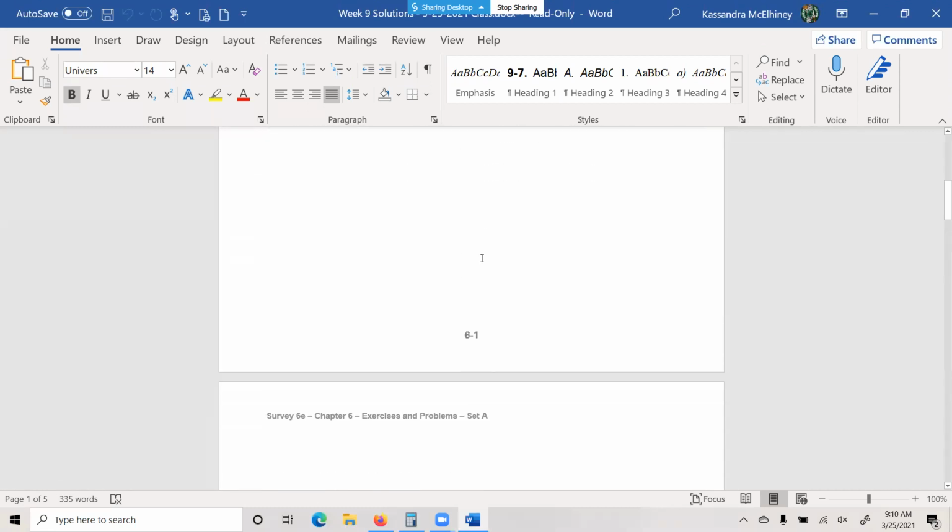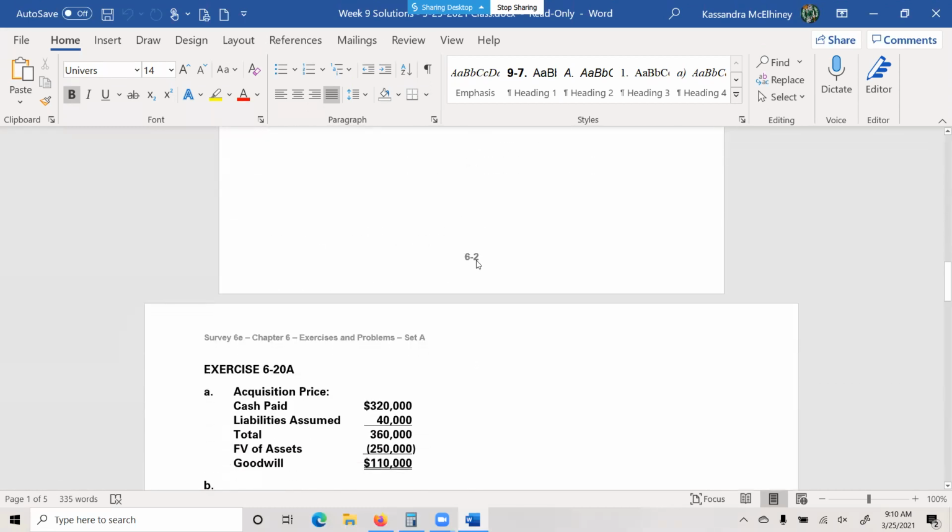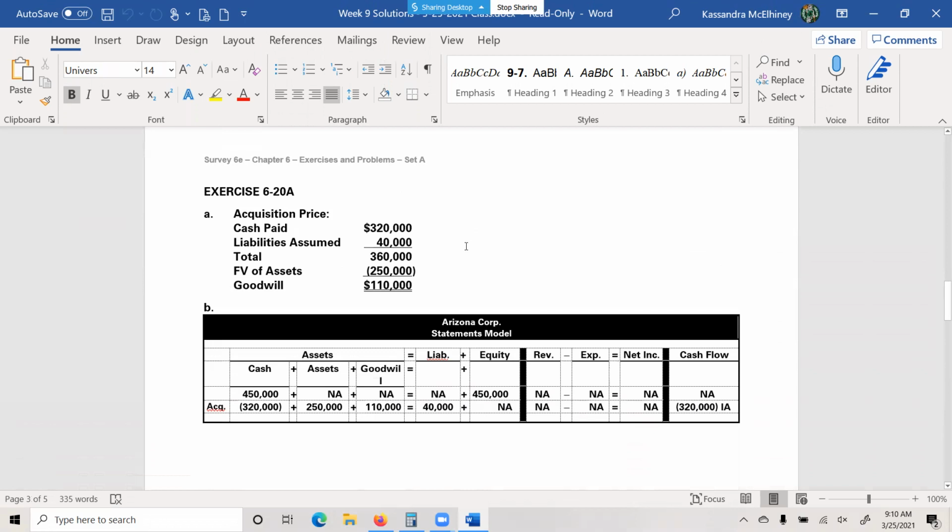Next was 620. And 620 deals with a laundry list of costs involved in purchasing an existing business, and how much we would allocate towards assets and how much we would allocate towards goodwill.